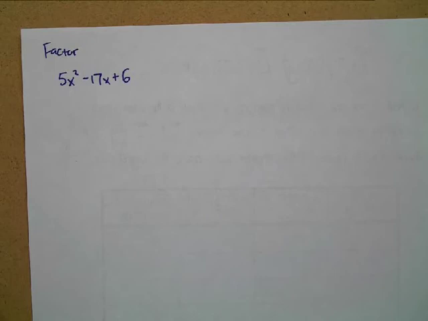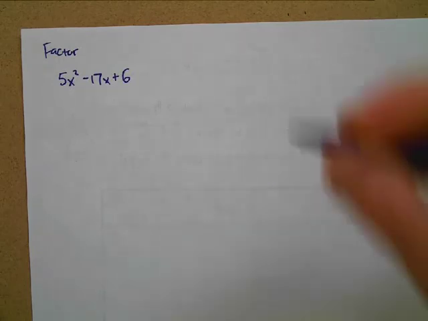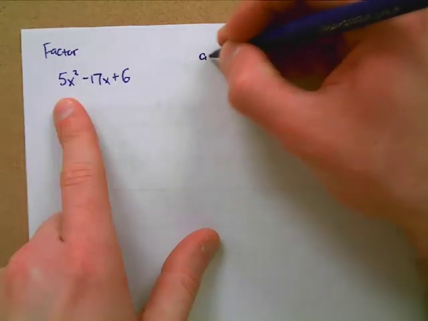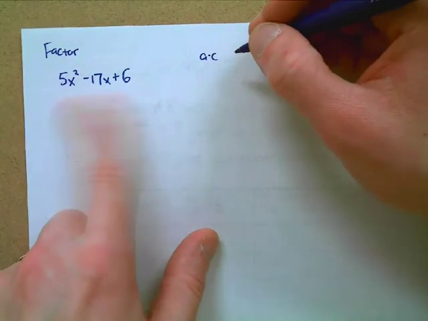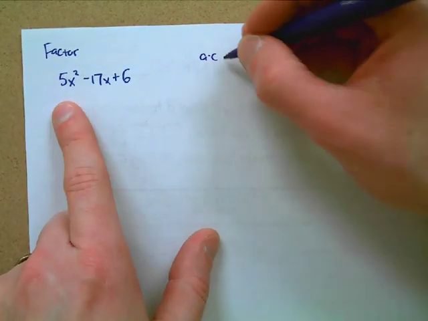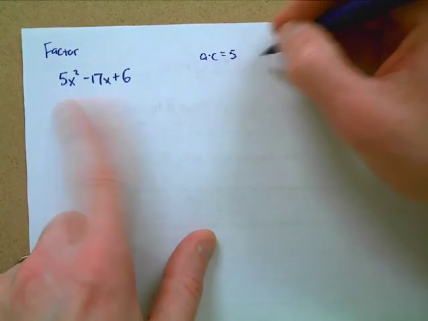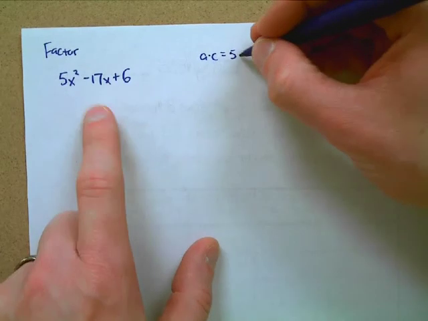No, right? These have x's, but this one doesn't. This one divides by 5 and by 1, but none of these divide by 5. So there's no GCF here. So we'll just go to our AC method then. So, A times C. What is our A in this problem? 5. What is our C in this problem? 6. Okay. And so we get 30.